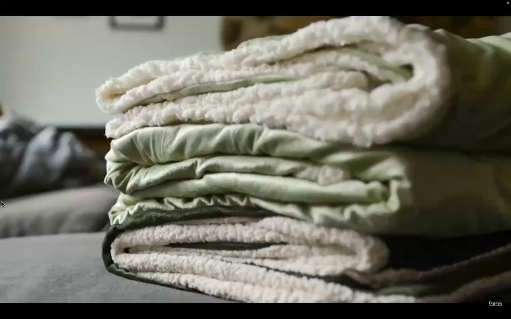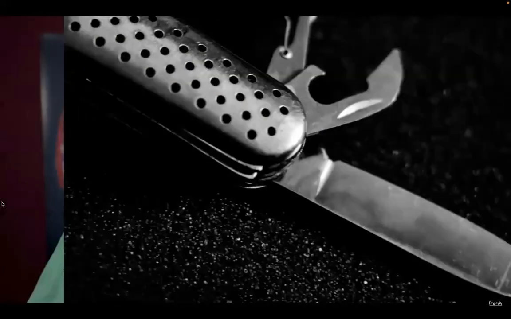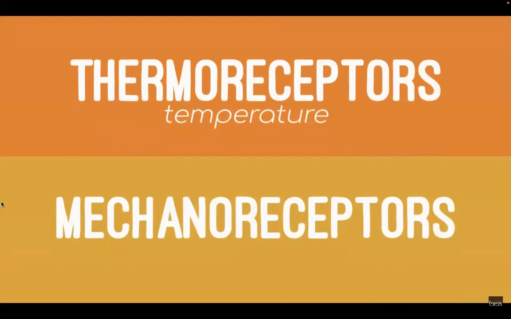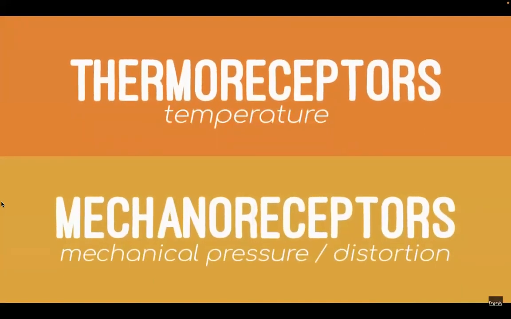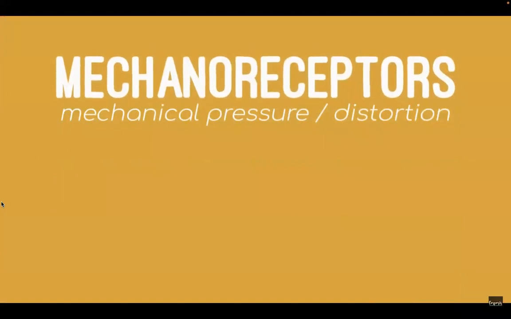We can tell that a blanket is both soft and warm, or that a knife is both sharp and stiff. And it's all because we have different kinds of nerve endings in our skin that signal for different types of touch. And we can divide those into 3 categories. We have thermoreceptors that detect temperature, and a bunch of different mechanoreceptors that detect mechanical pressure or distortion. When you think of the sense of touch, you're probably thinking about what these nerve endings detect.